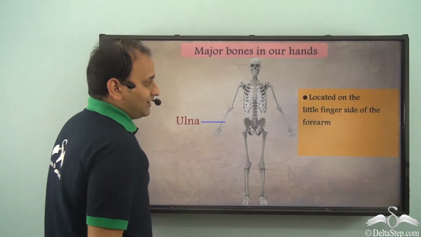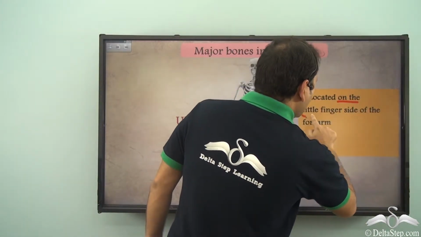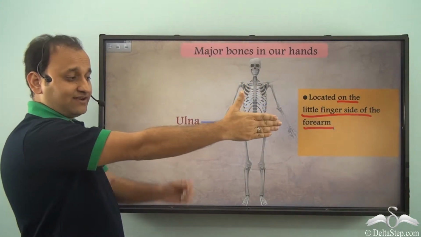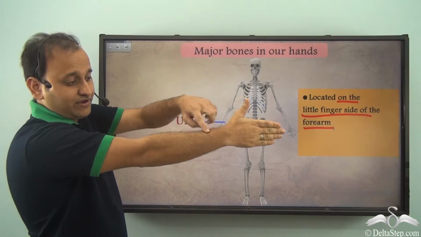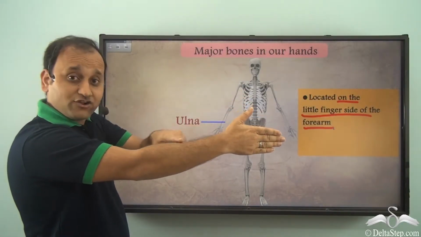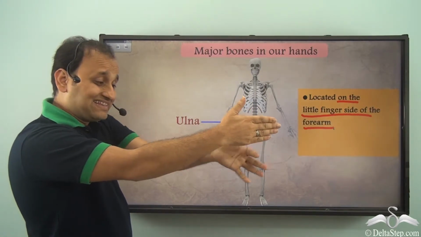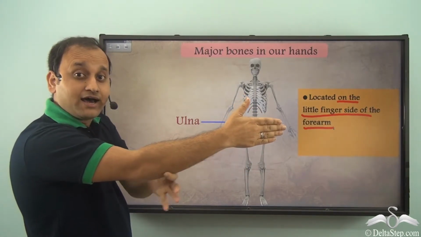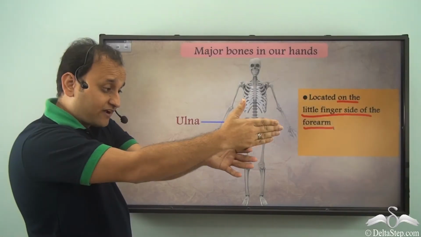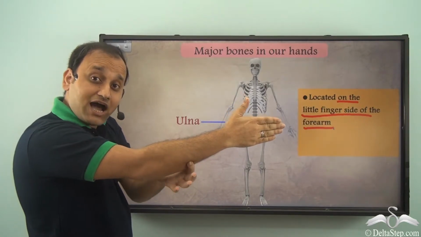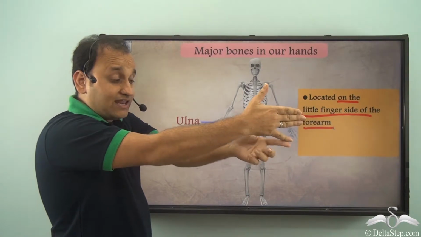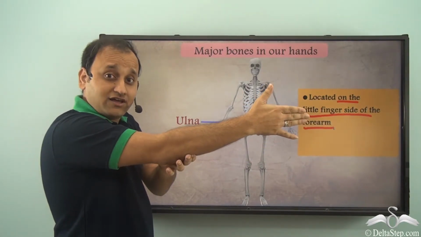So ulna is located on the little finger side of the forearm. As you can see, if this is the hand, we have 2 bones, one here and one here. Now this was the radius on the thumb side of the hand, and now this is ulna on the little finger side of the hand. So you see, by the little finger you can identify which is the ulna and which is the radius. So radius is on the thumb side and ulna is on the little finger side of the arm.